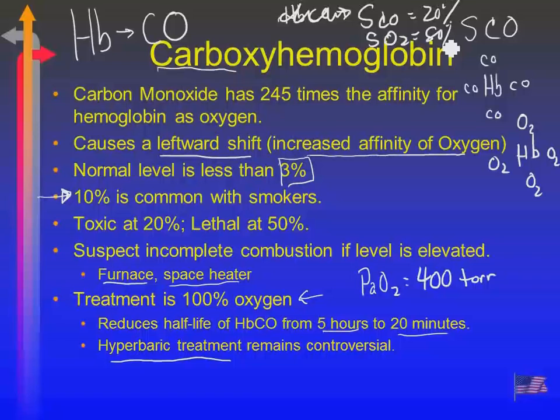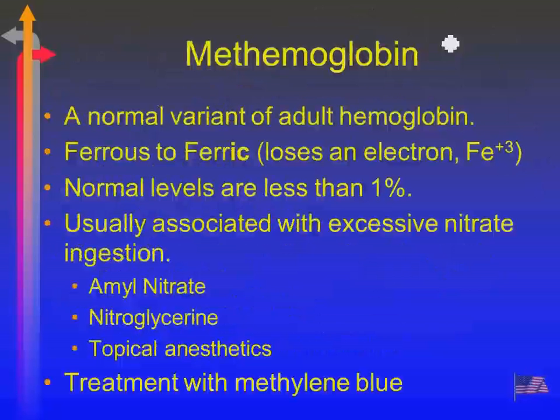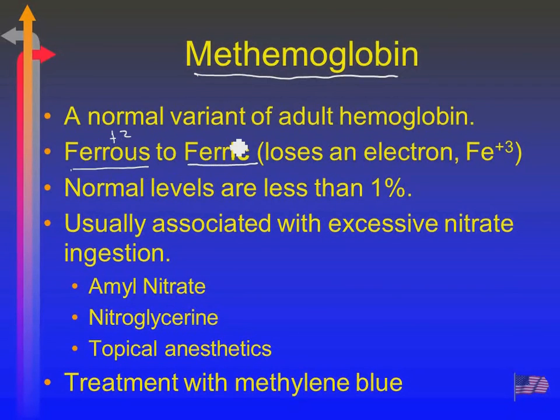Got it? Okay. Carboxyhemoglobin. Methemoglobin. Methemoglobin is a variant of adult hemoglobin, and it's one where the iron is not in the ferrous state, the +2 state, it's in the ferric state. It's icky. And because it's icky, it don't worky. It can't carry oxygen. Okay?